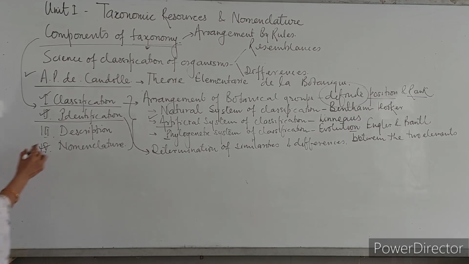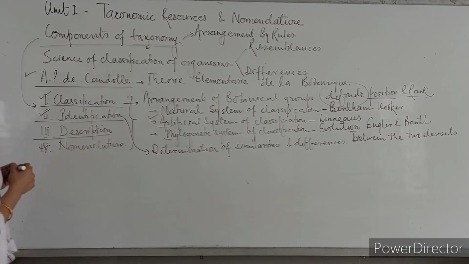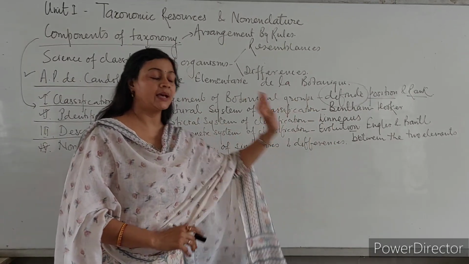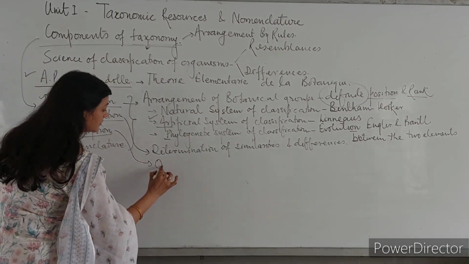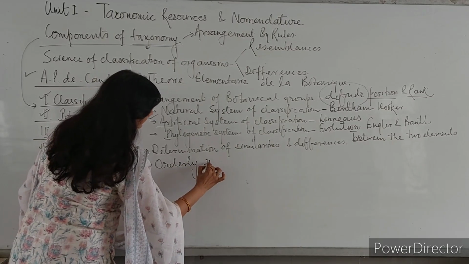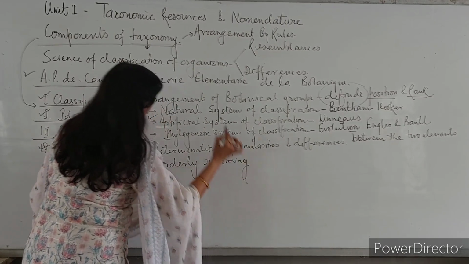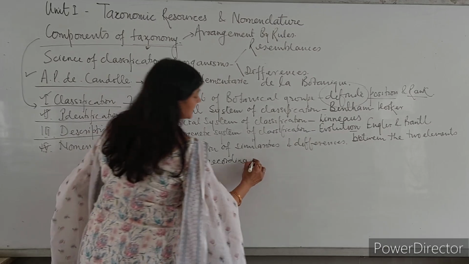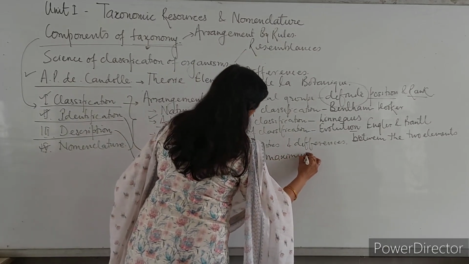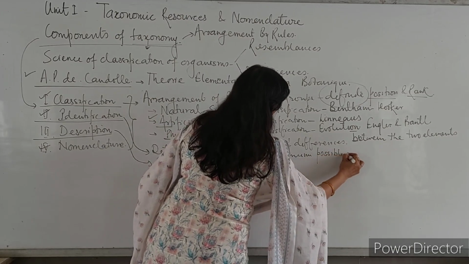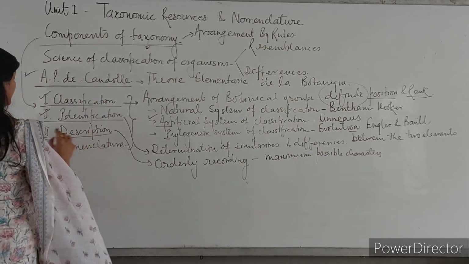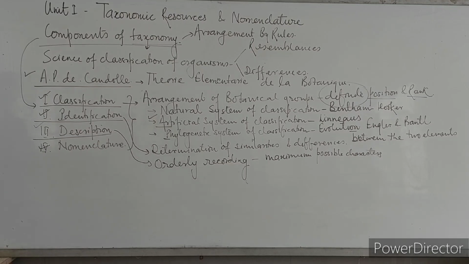Now come to the description. Description means, whatever similarities or differences came, it is the orderly recording of similarities and differences. When we note the maximum possible characters of any plant in a sequence, it will be considered as the third component of taxonomy, which is description.